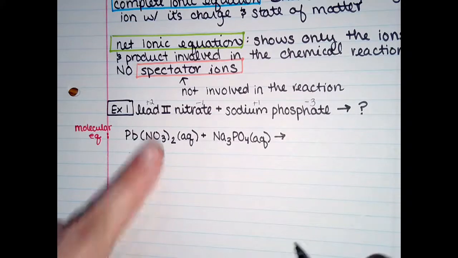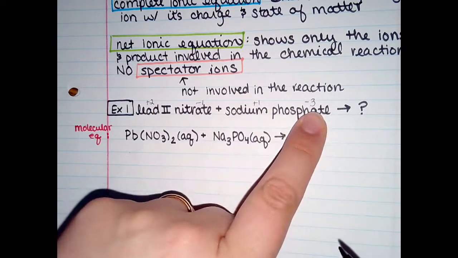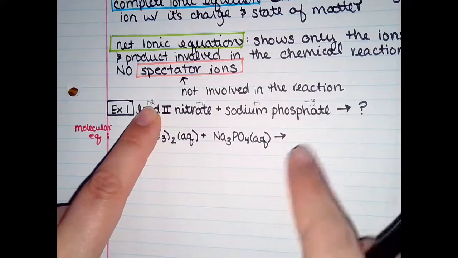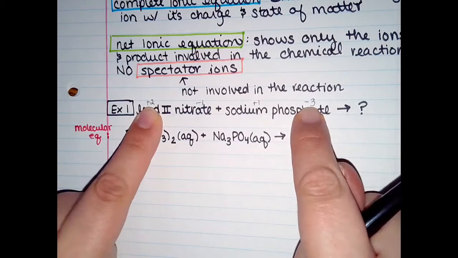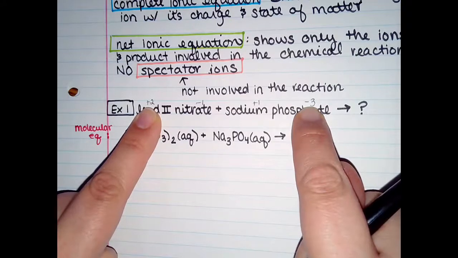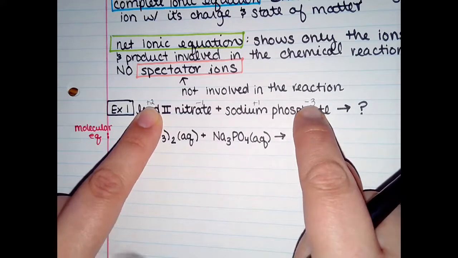So let's do that, lead 2 phosphate. Lead has a charge of +2 and phosphate's -3. So I use the cross method. I'm going to need 3 leads, 2 phosphates.